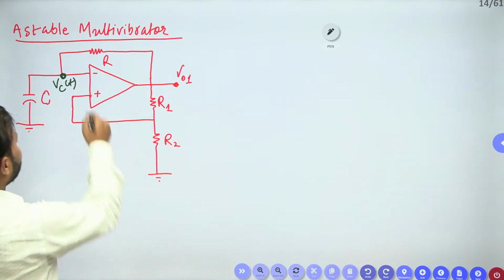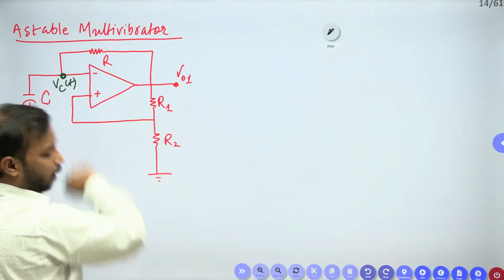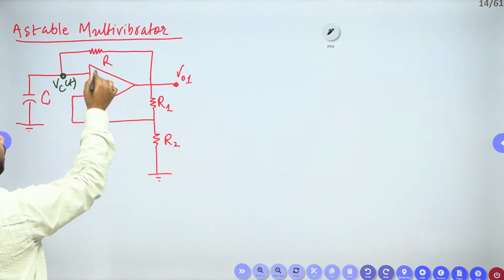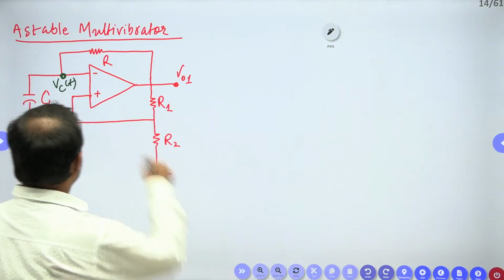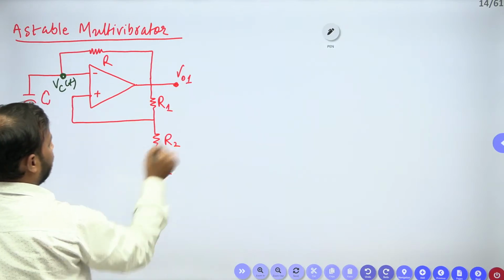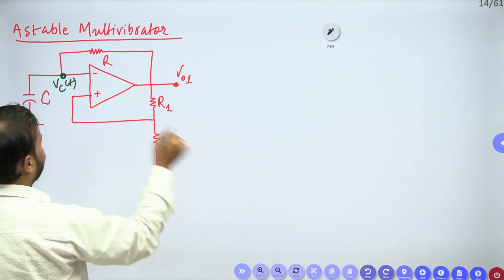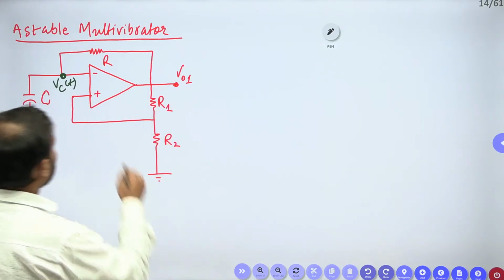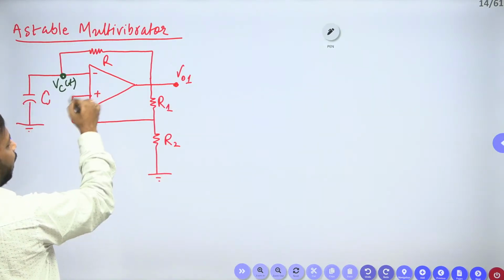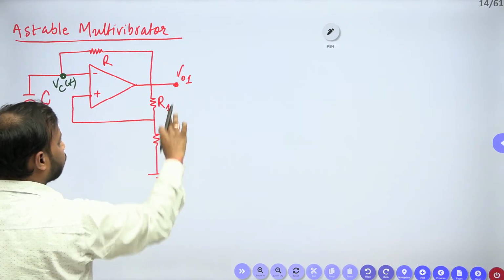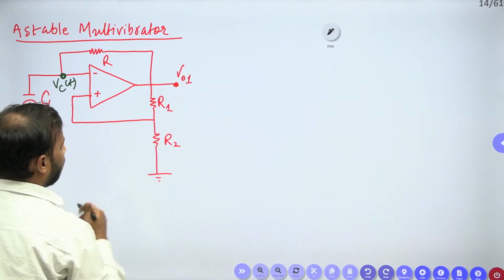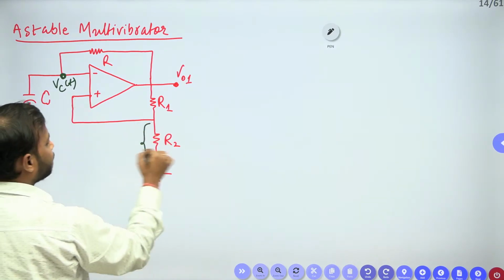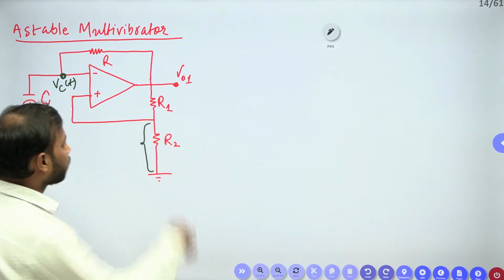And what about this at the non-inverting terminal plus? This is a non-inverting terminal and negative is the inverting terminal. So whatever voltage we are getting here, apply the voltage division rule. It is given in the question that the op-amp is ideal, so no current will enter here. The total voltage from this point to this point is V01. So what is this voltage in terms of V01?